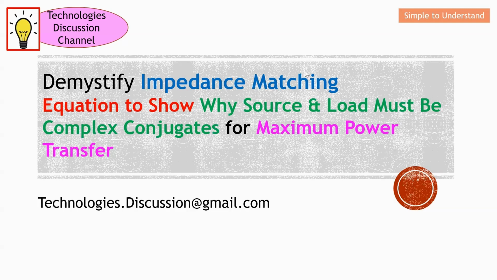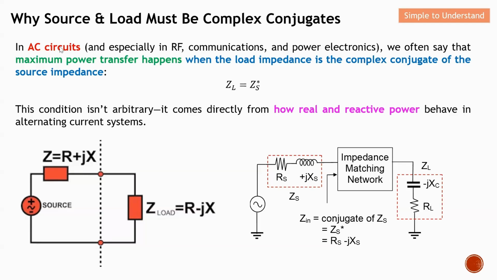Let's start. In AC circuits, AC simply means higher frequency as compared to DC. Hence, AC circuits are widely used in RF, radio frequency, communication devices, and power electronics. We often say that maximum power transfer will only happen when the load impedance is the complex conjugate of the source impedance. This equation explains this. Let's take a look at these two diagrams in order to understand the meaning of complex conjugate. Let's focus on the left first.